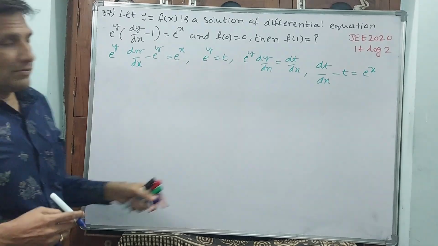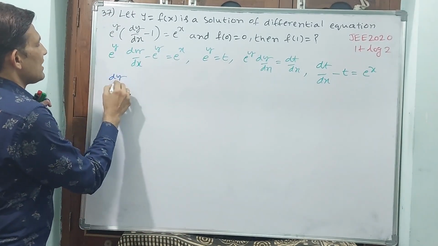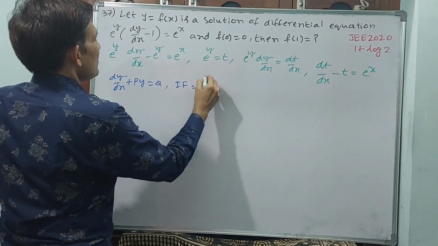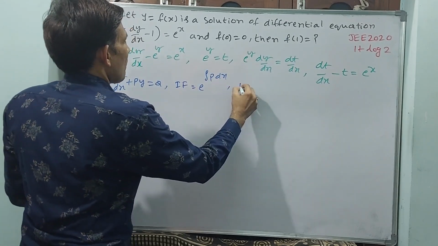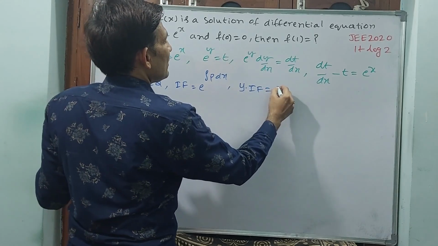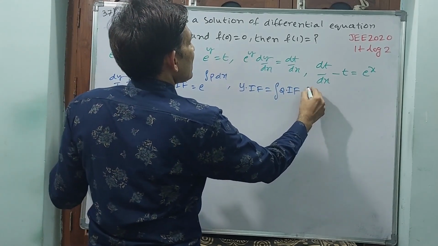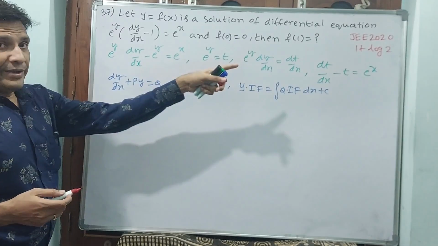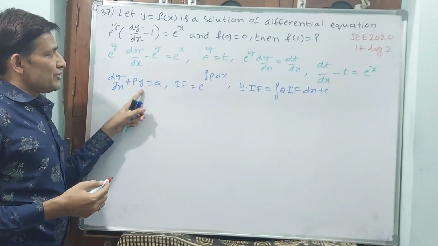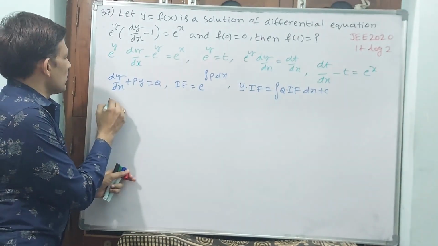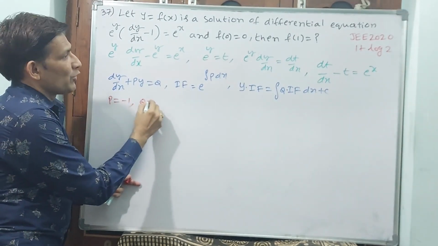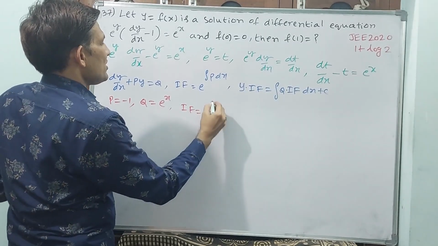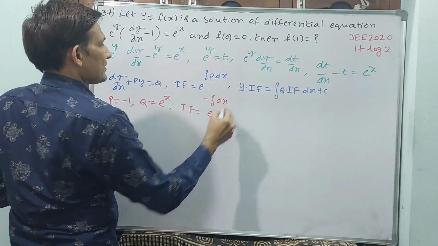Now this is in the form of dy by dx plus py is equal to q. Integrating factor is equal to e power integral p dx. Y into integrating factor is equal to the integral of q into integrating factor dx plus c. Now compare: here y means t, x means x, and p is equal to minus 1, q is equal to e power x. Then integrating factor is equal to e power integral of minus dx.